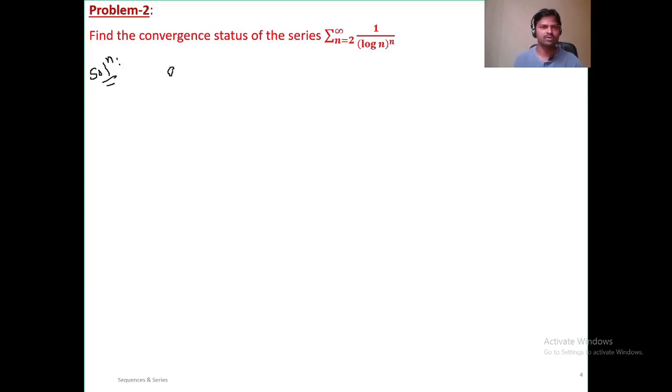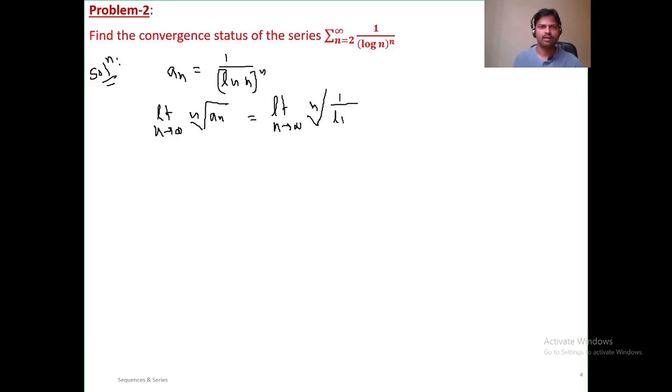Cauchy's nth root test. Okay, so now what is a_n? a_n is 1 upon ln n whole to the power of n. Now, limit n becomes large, nth root of a_n, which is the nth root of 1 upon ln n whole to the power of n. Then simplify this: limit n becomes large, 1 upon ln n whole to the power of n, power 1 upon n. I am writing the nth root as 1 upon n.